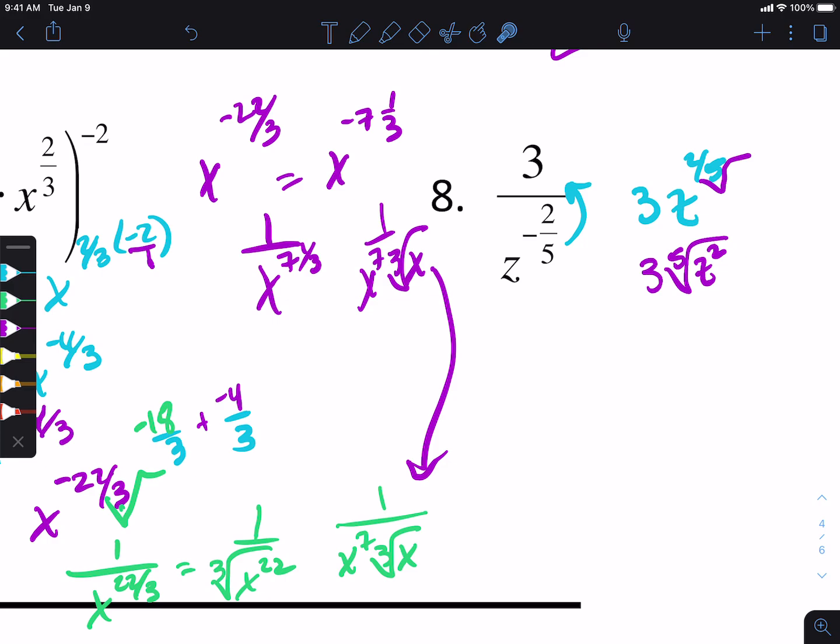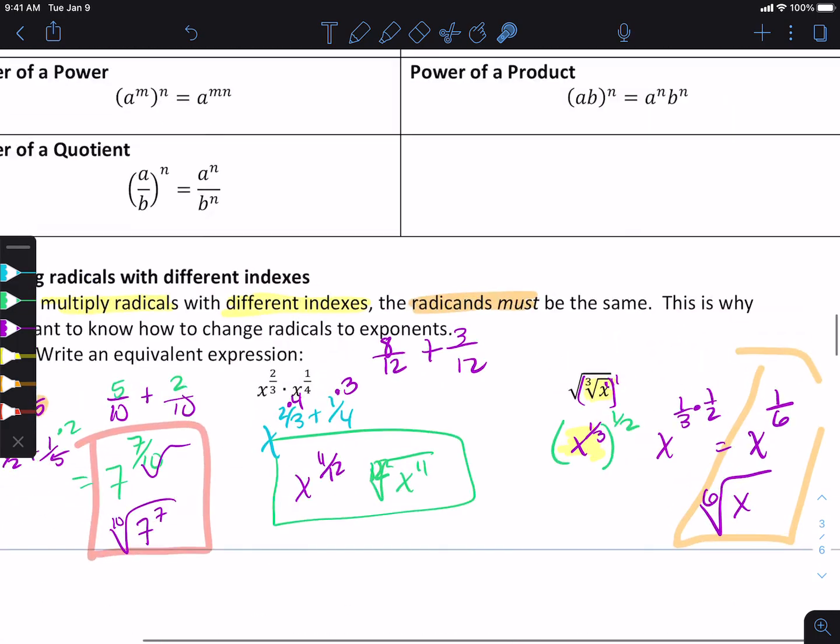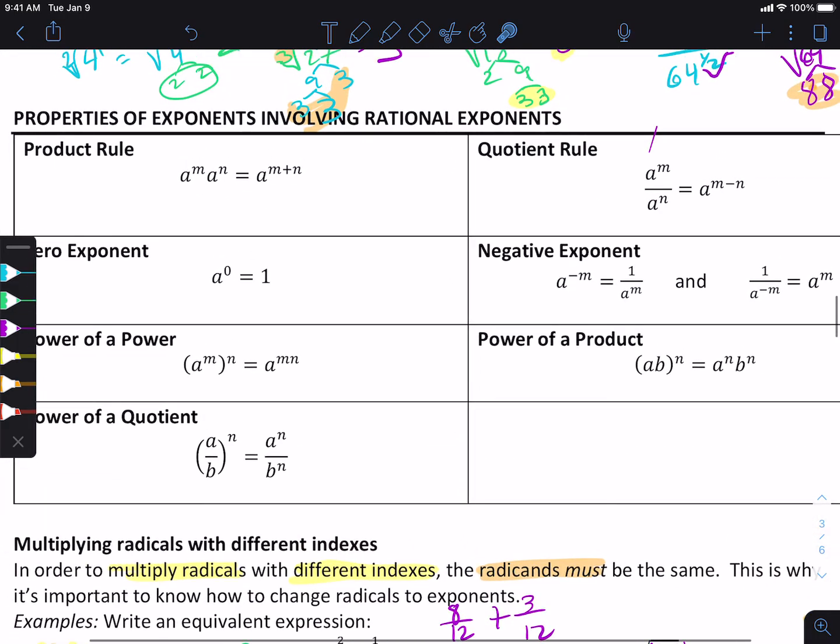So your rules still apply. All of these rules that we've done before still apply even though we have rational exponents now.